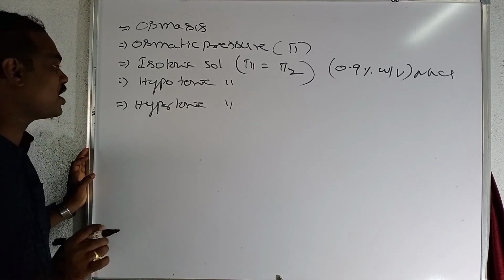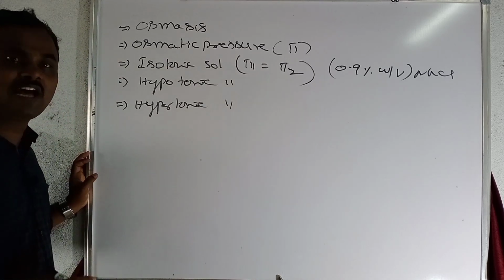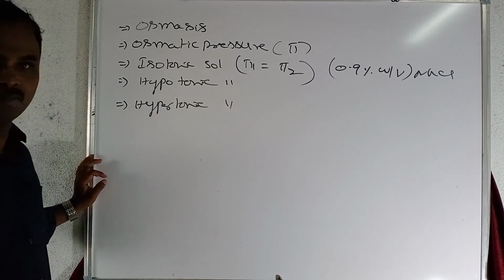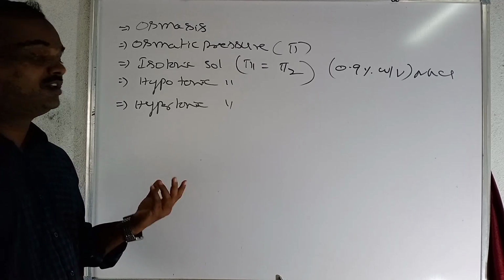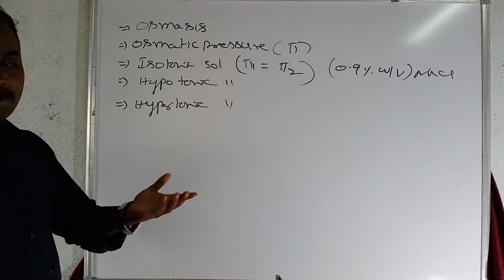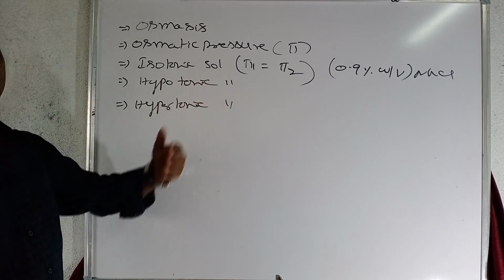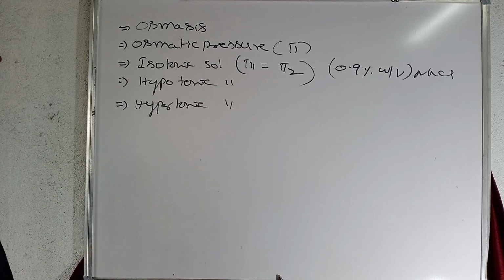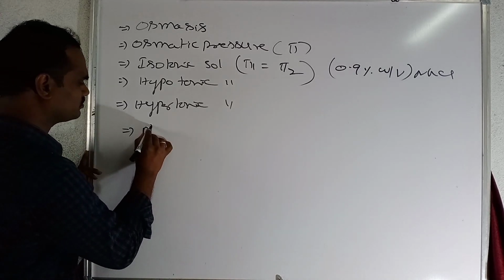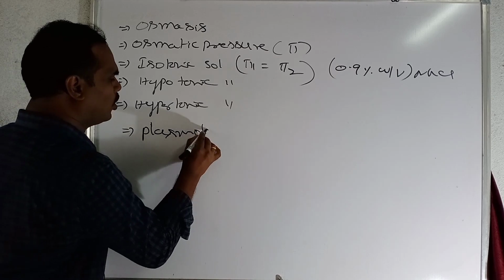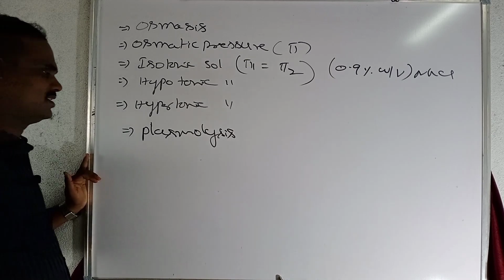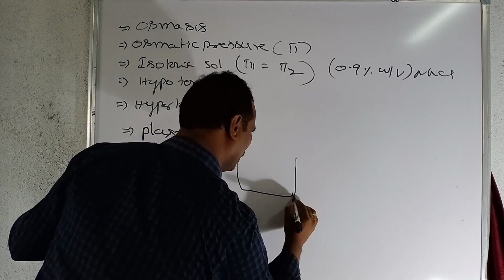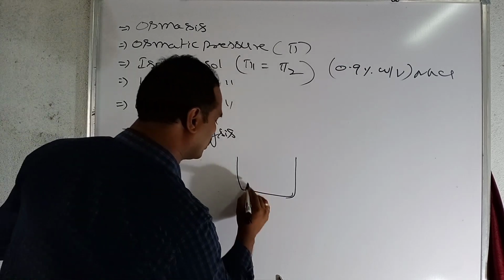Hypotonic solution, hypo means less: a solution having less osmotic pressure as compared with blood, that we call hypotonic solution. Hypertonic: a solution having high osmotic pressure as compared to the other solution or blood, that we call hypertonic solution. Here two more things we are going to discuss: plasmolysis.